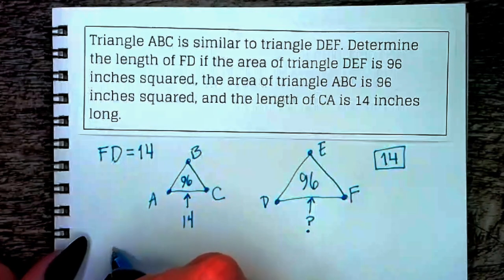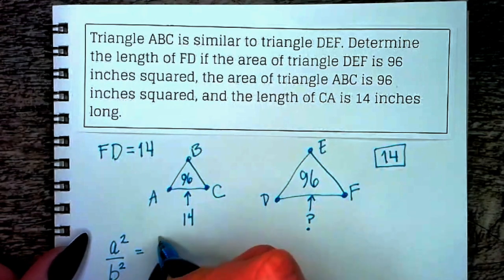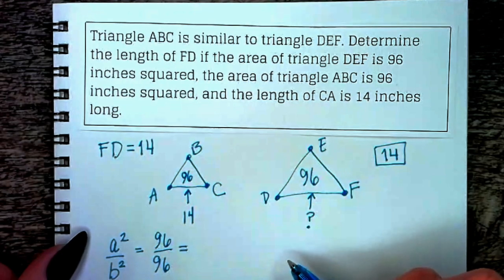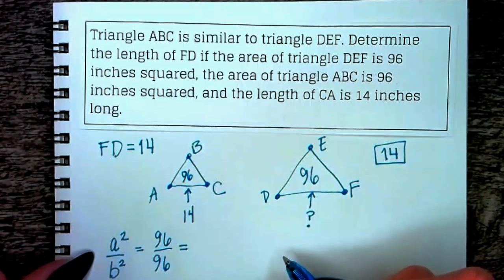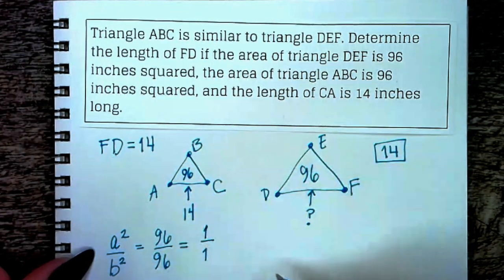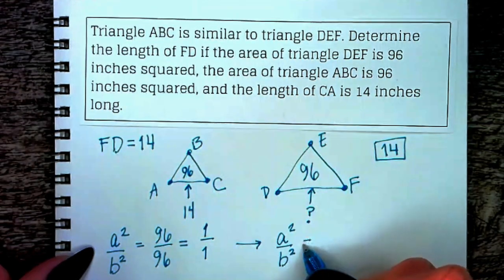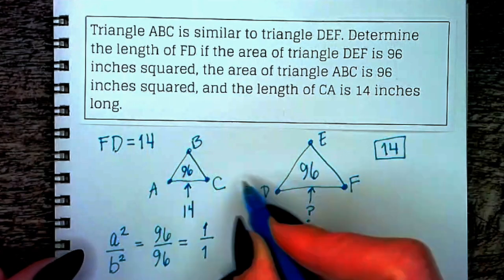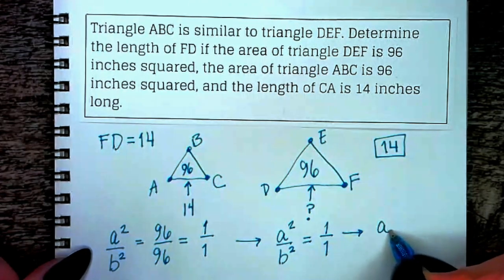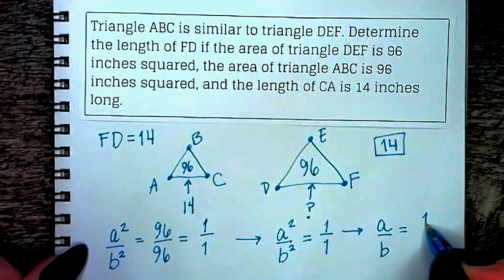we'll use that the ratio of the areas is A squared to B squared. That's going to be 96 to 96. Before we take their square roots to look at the ratio A to B, I'm going to reduce 1 over 1. So, if A squared over B squared, and it really doesn't even matter which one's A squared and which one's B squared, equals 1 over 1, then A over B equals the square root of that. What's the square root of 1? 1.